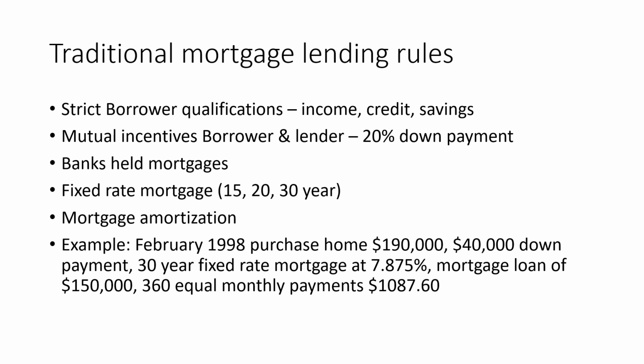The mortgage interest rate, the interest rate on the mortgage, 7.875%. So for the next 30 years, this person will pay equal payments. The interest rate will remain the same, 7.875%, and each payment, each of the 360 payments will be exactly $1,087.60.